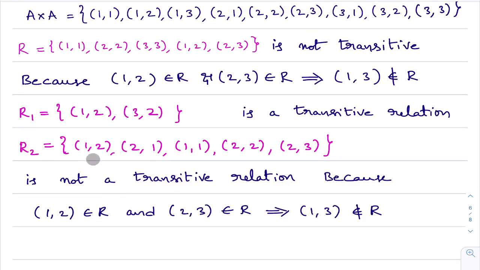So the main point I am discussing here: in transitive relation, they'll give one set. You check whether it is a relation on A or not. Then they'll give one relation, and you need to check whether it is transitive or not. For that, first you check whether you are able to identify (a, b), (b, c) in the given relation. If you are, then you check whether (a, c) is present in the relation or not. If (a, c) is present in the relation, then we say that relation is transitive. If (a, c) does not belong to the relation, then we say that relation is not transitive.